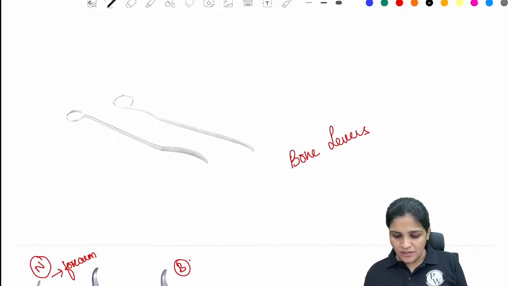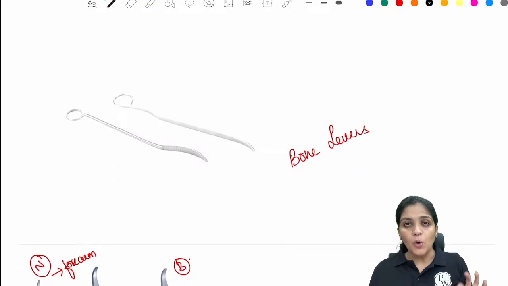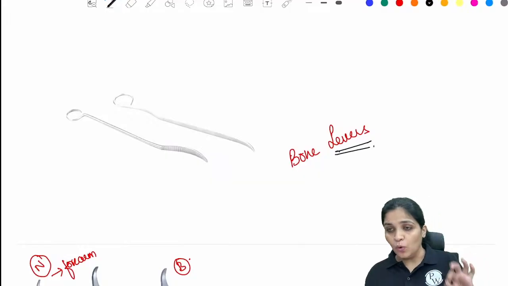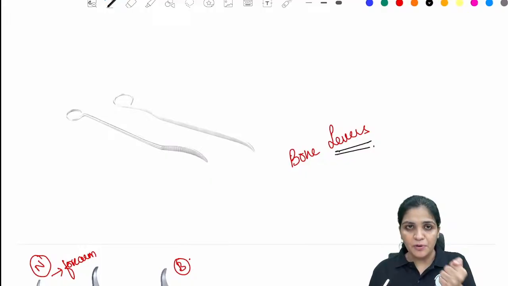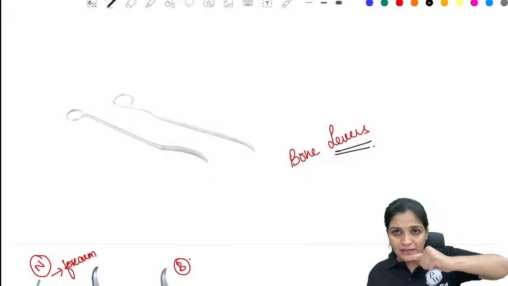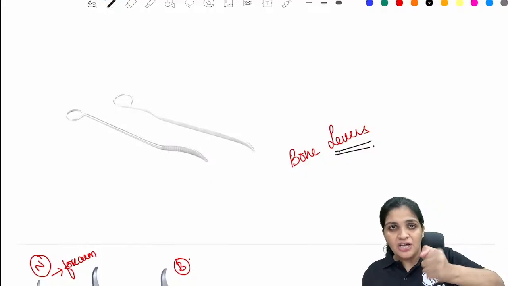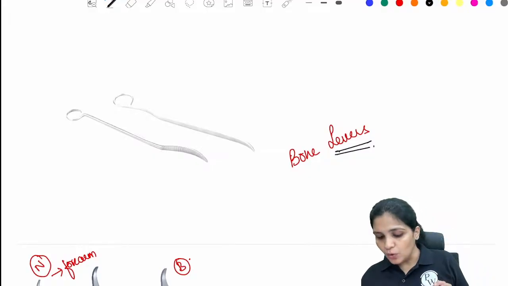Then the second one, what is this? These are the bone levers. So you have to lever the bone. For example, if you are not able to reduce it properly, if the bone has gone somewhere inside the muscle or inside the fascia, to lever out the bone, you use these bone levers.